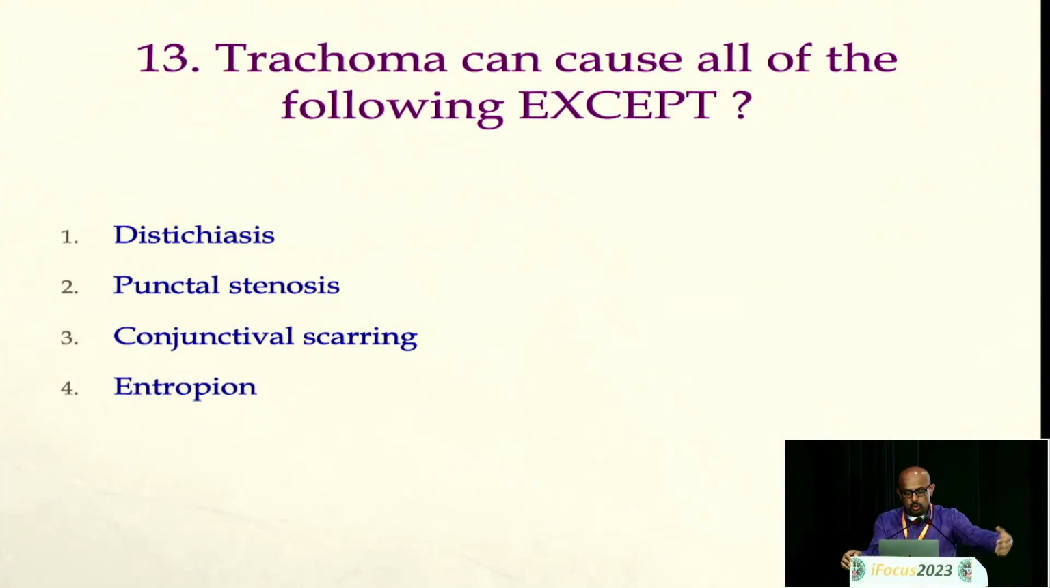3 more questions. Question 13. Trachoma can cause all of these except trichiasis, punctal stenosis, conjunctival scarring, and ectropion. Which of these would you see in trachoma except trichiasis, punctal stenosis, conjunctival scarring, and ectropion?